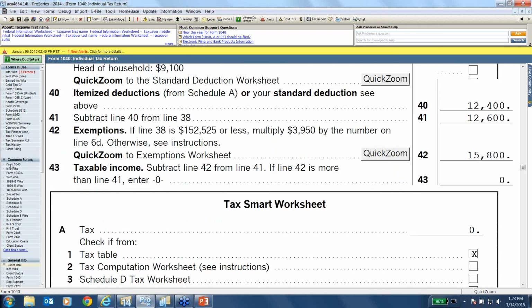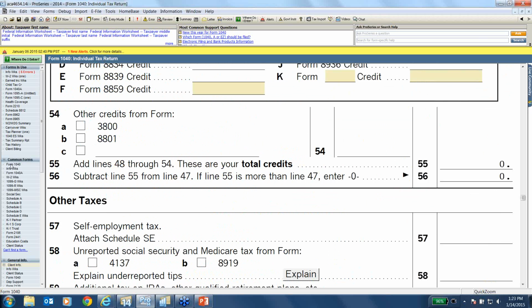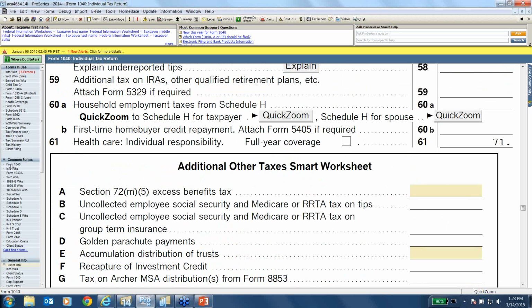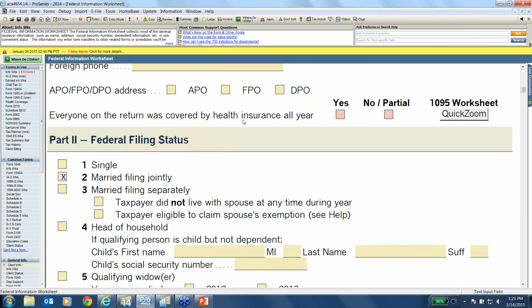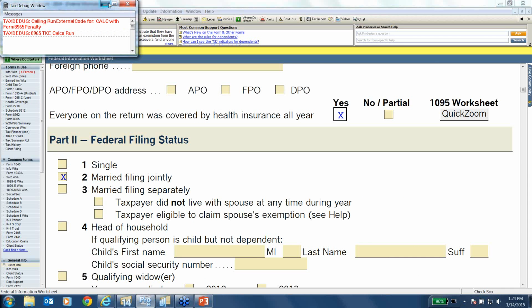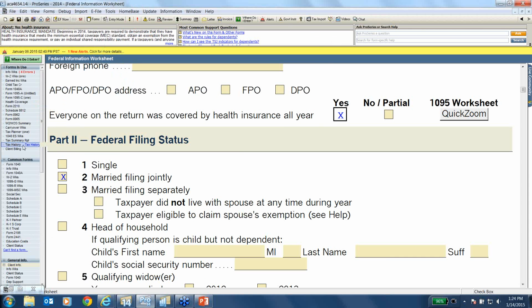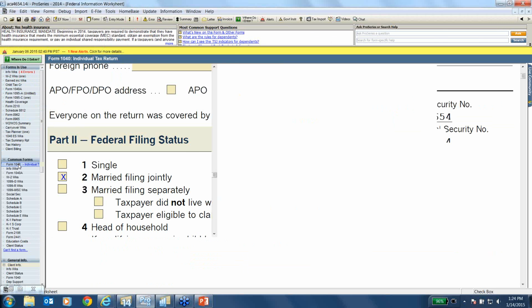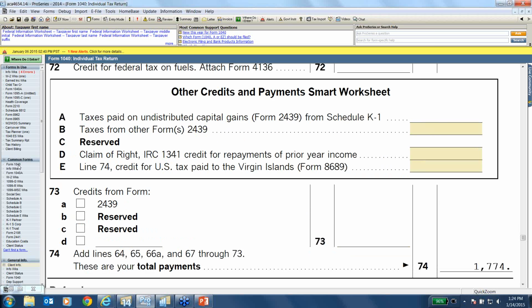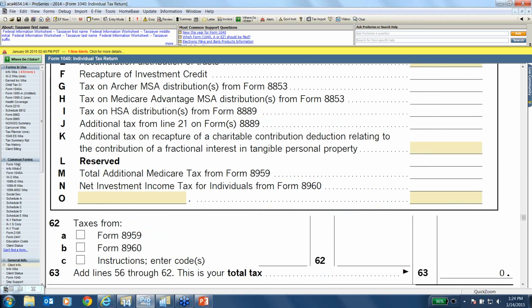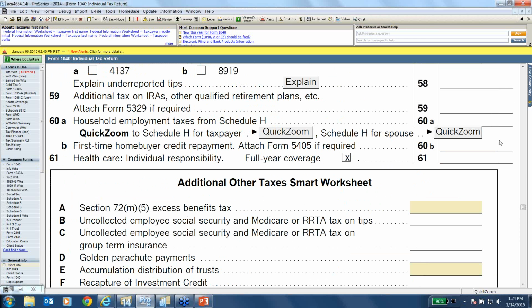Line 61. There it is. How do we turn that off and check the box here? Info worksheet. Everyone on the return was covered. Check that box. And we go to the 1040 again. Line 61, check the box and no credit. I'm sorry, no penalty.